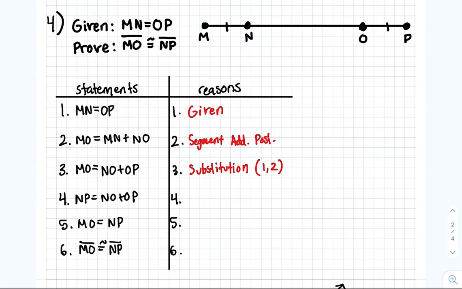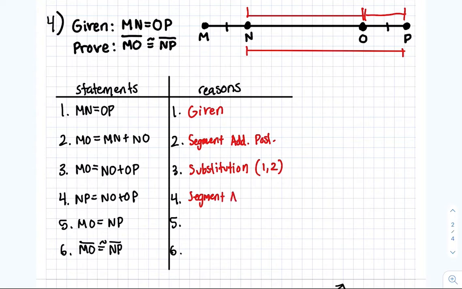Okay, now we're here, right? Now we're going to go to here. Well, number 4, you guys, if you take a look at your chart, here's NP, right? And it says NO plus OP is equal to that larger segment. And that's another segment addition postulate.